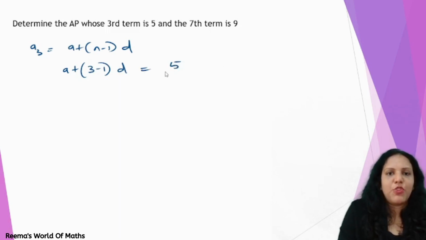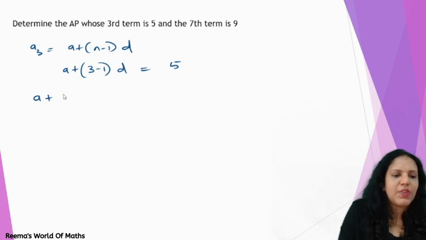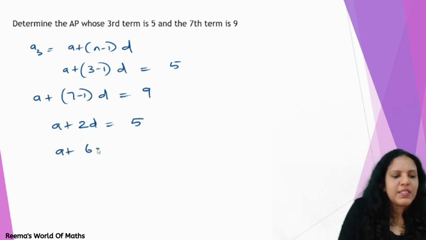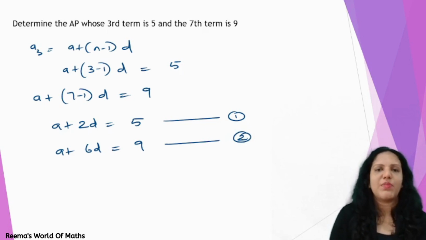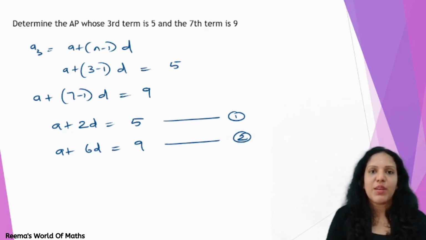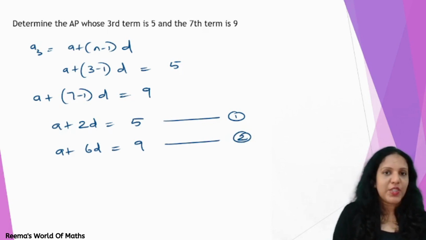So this is the formula for the third term, and we are given that the seventh term is 9. So seventh term means a plus n minus 1, that is 7 minus 1, into d equals 9. So we got a plus 2d equals 5 and a plus 6d equals 9. So we have a pair of linear equations in two variables. Remember we learned this in chapter 2, solving a pair of linear equations. Now we can solve this by the elimination method.